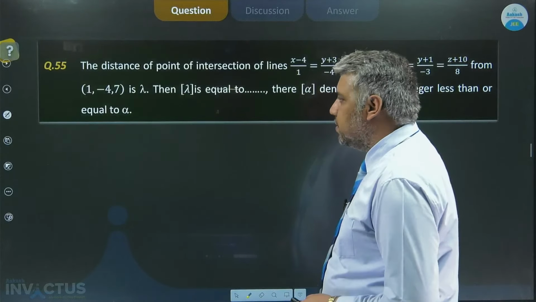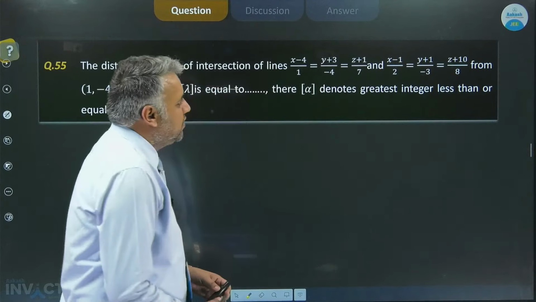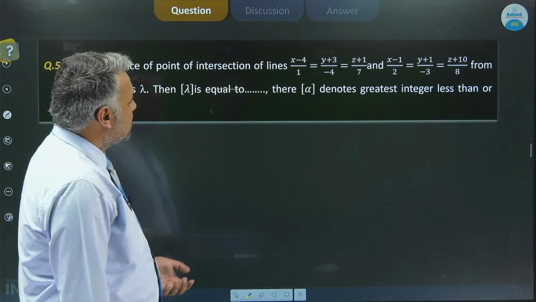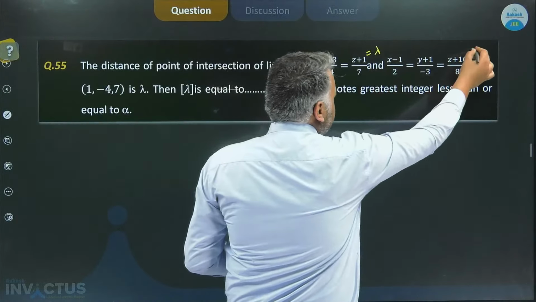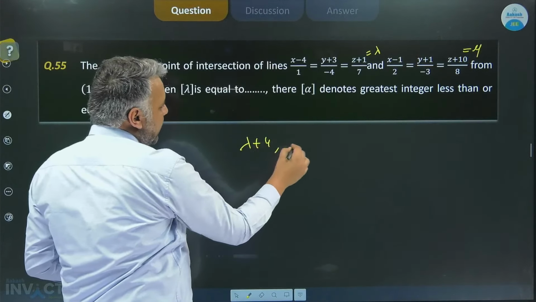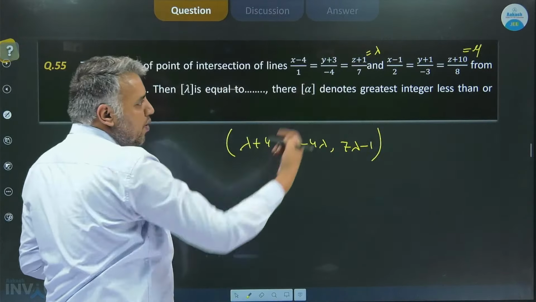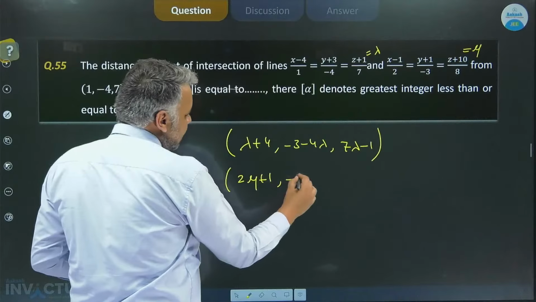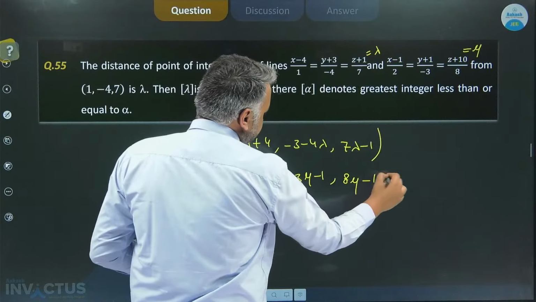Now moving on the last section of this paper, we have to find the distance of the point of intersection of these two lines from a given point 1, minus 4, 7. So first we have to find the point of intersection of these two lines. So assuming this ratio is equal to lambda, this ratio is equal to mu. Now you can write a point on this line that will be lambda plus 4, minus 3 minus 4 lambda, 7 lambda minus 1. Similarly, you can write a point in form of mu on that line that will be 2 mu plus 1, minus 3 mu minus 1, 8 mu minus 10.